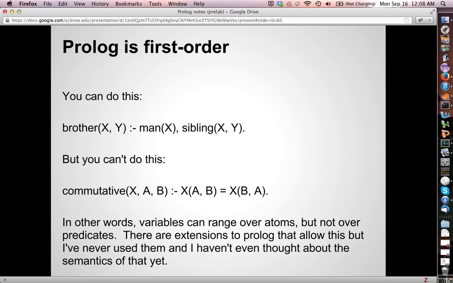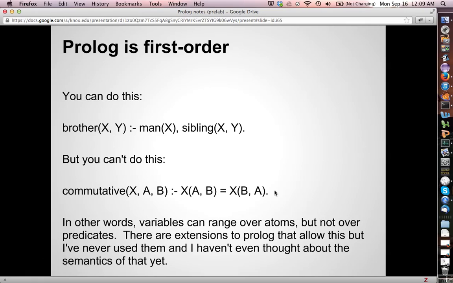And also, Prolog is first order. So you can do this, brother x y, if x is a man and x and y are siblings, but you can't do this, commutative x a b, if x of a b is equal to x of b a. This isn't going to work for that first order restriction that we saw. Predicates can range over atoms, but a predicate can't have a variable which then gets used as a predicate in the list of things that need to be fulfilled. That doesn't work.